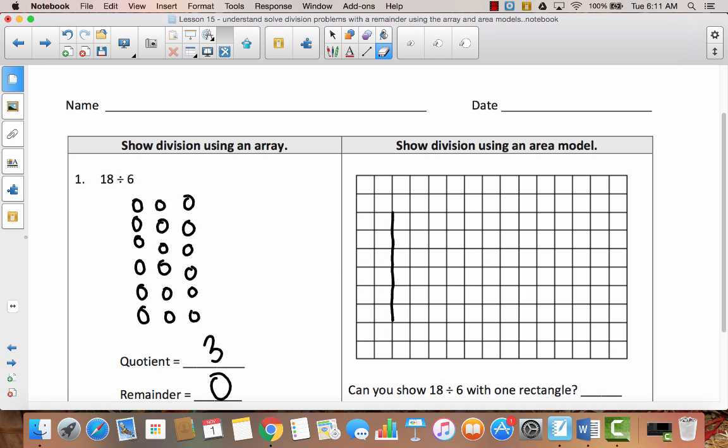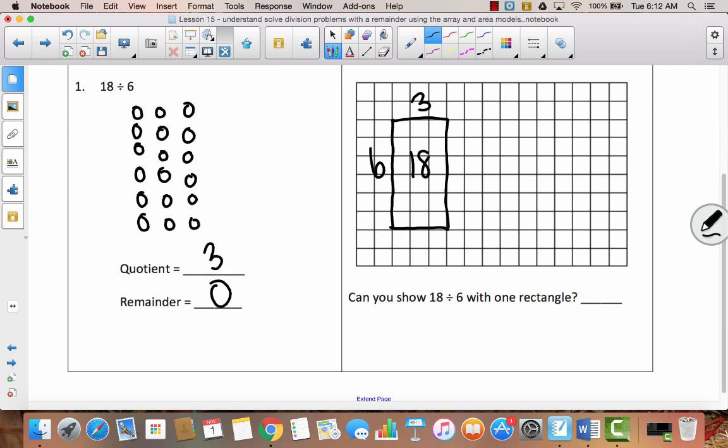So we know that there are 3 in each group, so I'm going to go over 3. 1, 2, 3. Now I have a rectangle that has a width of 6, or it's actually a length, and a width of 3, and it has an area of 18. It says, can you show 18 divided by 6 with one rectangle? And the answer here is yes. Now, if we had had a remainder, we would have had to add some small rectangles over to the side. So, because this had no remainder, the answer to this is yes.